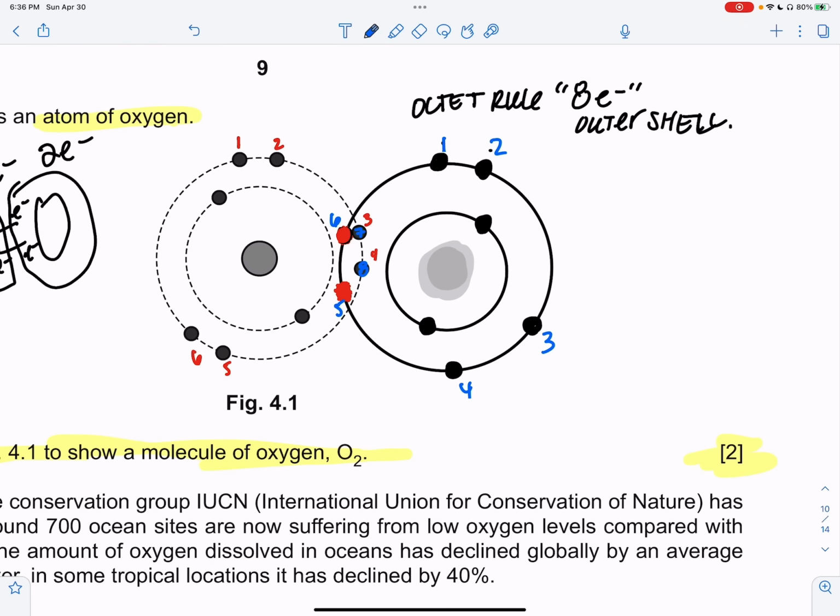And in the one that was drawn for you before, you have 1, 2, 3, 4, 5, 6, and this again is your 7, 8. So they're all sharing together. You don't need to count them.